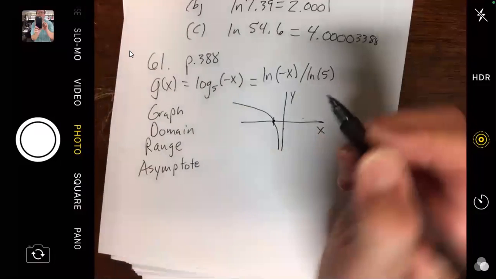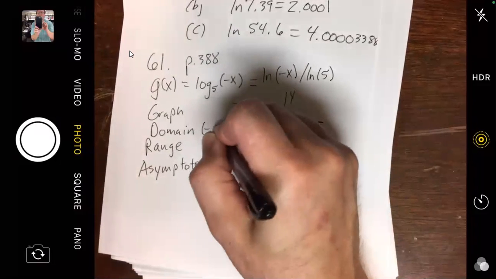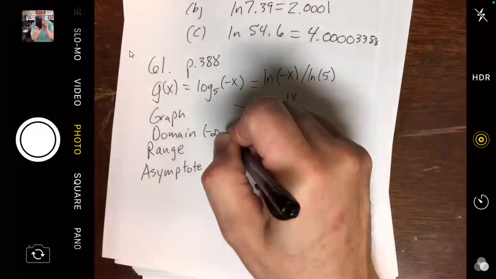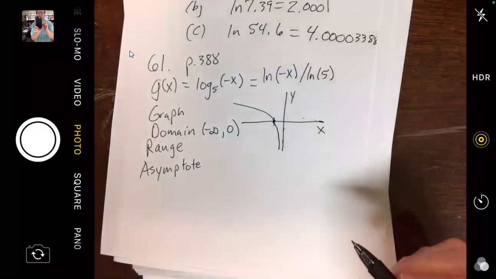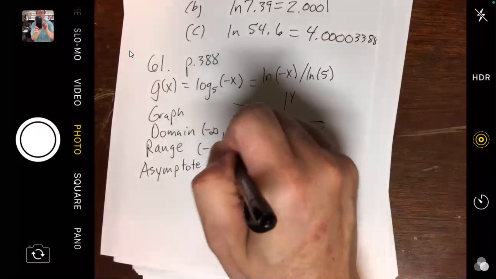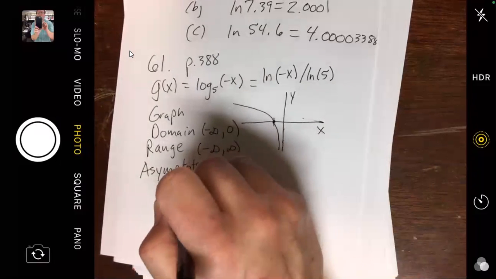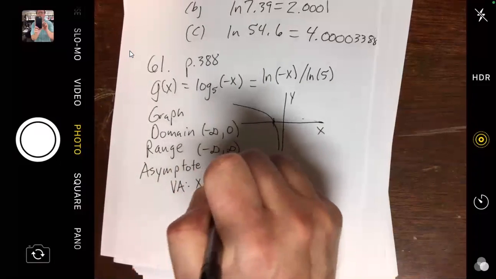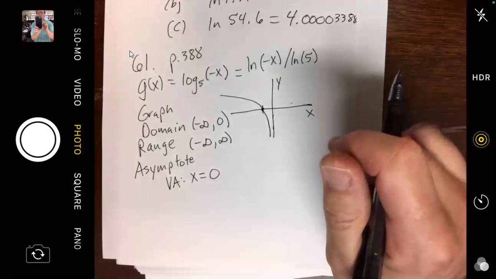Domain: along x, you're going from negative infinity coming into 0. Tricky. Range, though, that's going all the way down, negative infinity to infinity. And the asymptote's a vertical asymptote, x equals 0. Not a horizontal asymptote.